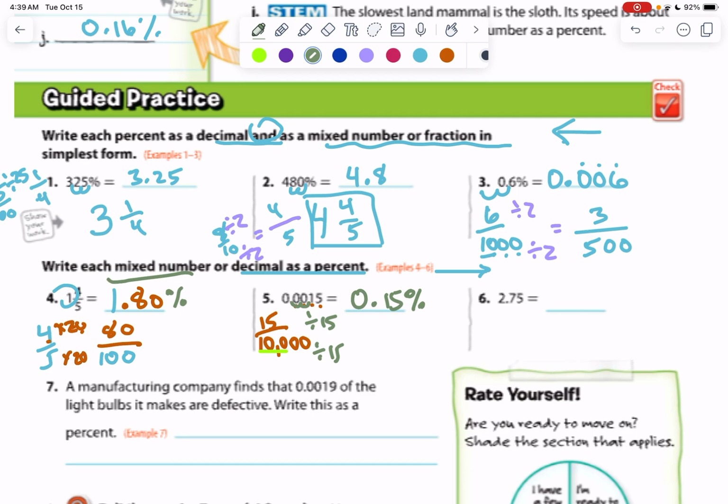Oh, nice. 3 colors for one answer. It's a rainbow map. Okay, move the decimal, guys. 1, 2, 275%. Yay!